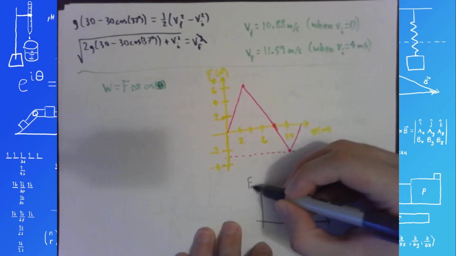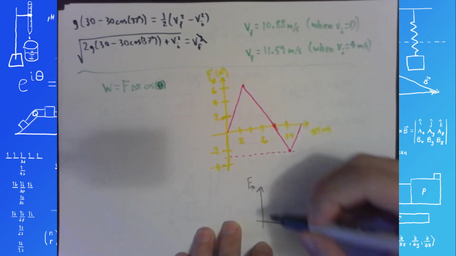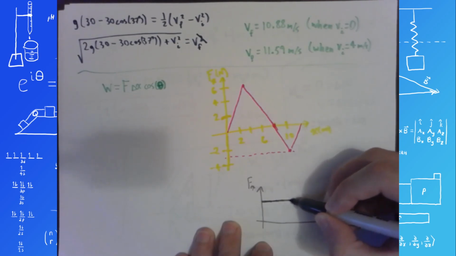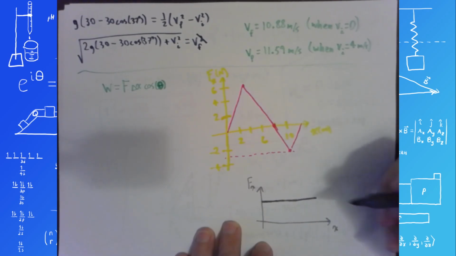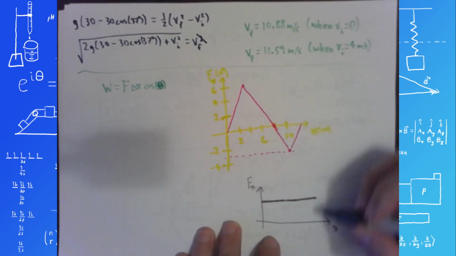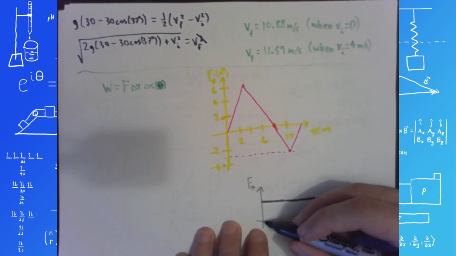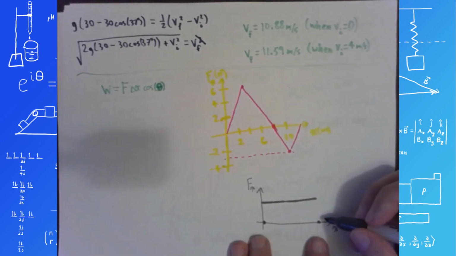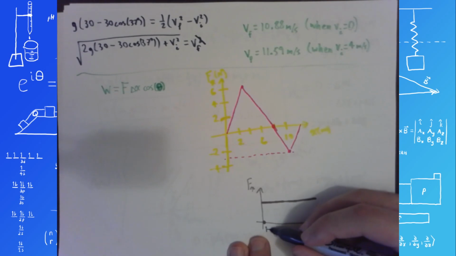For a constant force, the force would just be some fixed value, and the graph would just be perfectly horizontal. So this is whatever that force is. And then if you calculate the change in x between these two positions, then you've got your delta x.